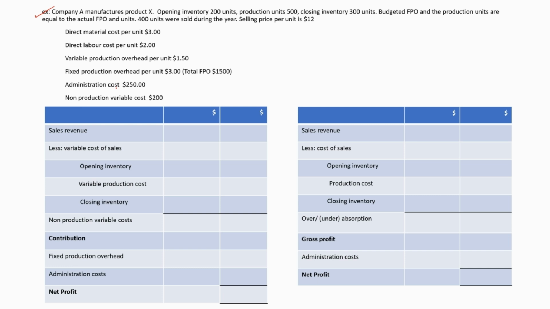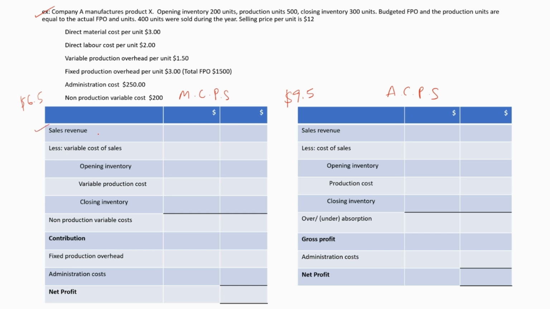Selling price per unit is $12. And they have given the costs. We need to calculate the profit under each costing technique. Now we know the marginal cost per unit is $6.5. Absorption cost per unit is $9.5. So this will be the marginal costing profit statement and this is the absorption costing profit statement. Now let's calculate the profit figures under marginal costing and absorption costing.